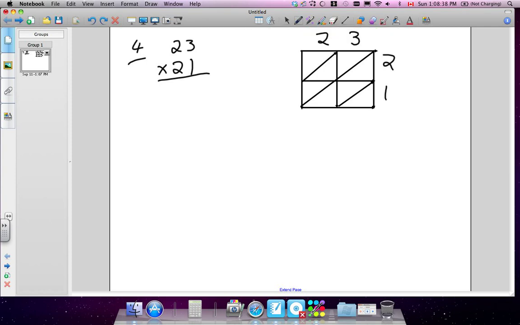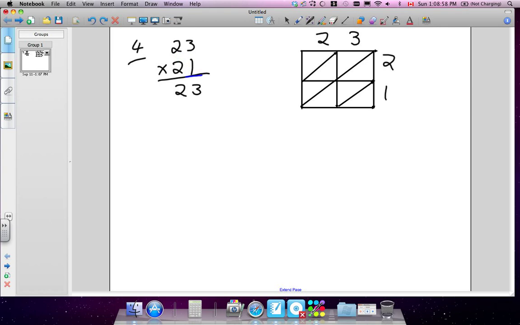So this one first, what we deal with is we do the 1 times 3, and that's 3. And then we do 1 times 2, which is 2. Right. So now what we've done is we've dealt with the 1.